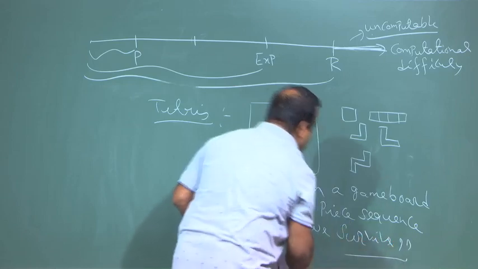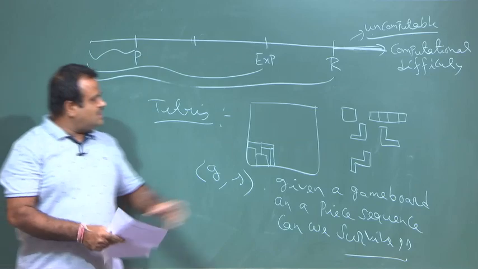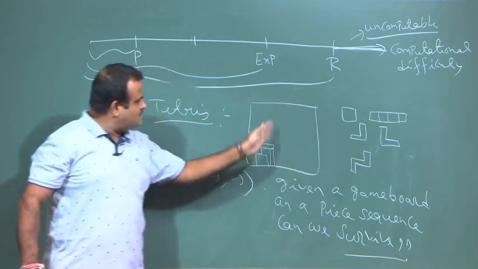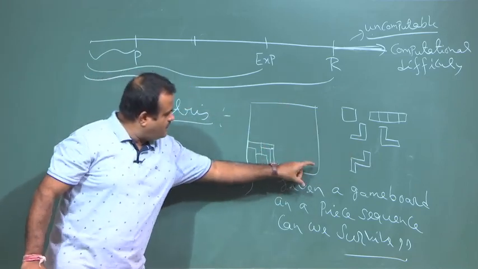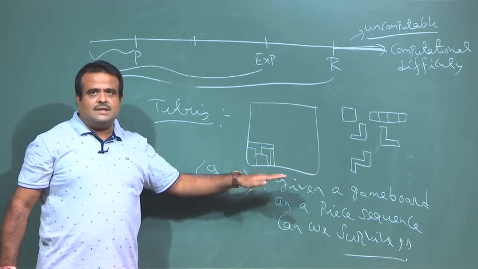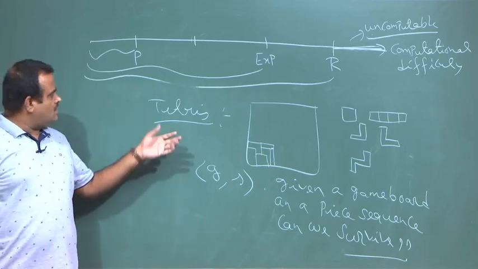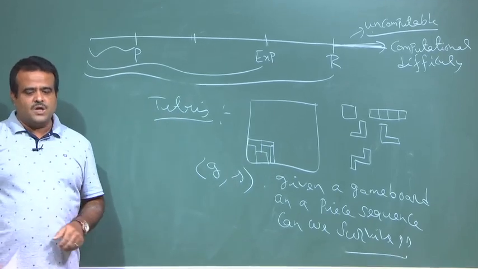This is the question, this is the problem. Can we survive? That means, this piece is coming like this, so it will fall like this. If one row is complete, then it will just vanish like this. This game we have seen, this is a computer game called Tetris.